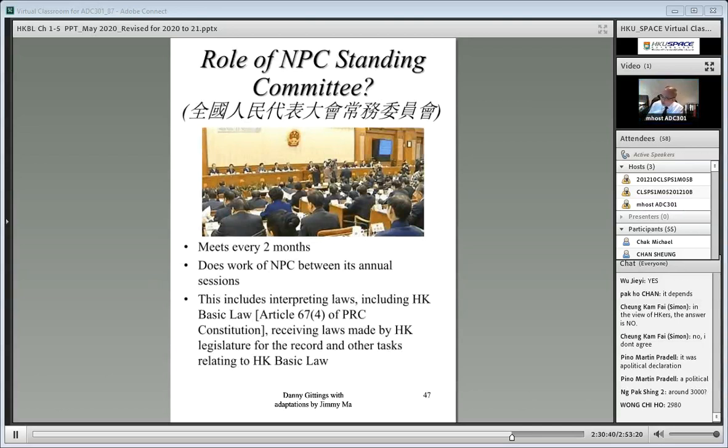The Standing Committee works more often, meeting once every 2 months, and they perform functions in between NPC sessions. This includes interpreting the law, including the Hong Kong Basic Law, receiving laws made by the Hong Kong legislature for the record, and other tasks relating to the Hong Kong Basic Law. We just highlight the power to interpret, because in reality it is the ultimate authority.